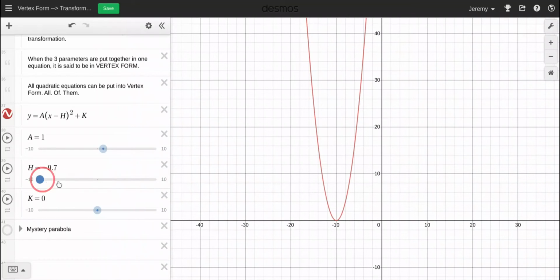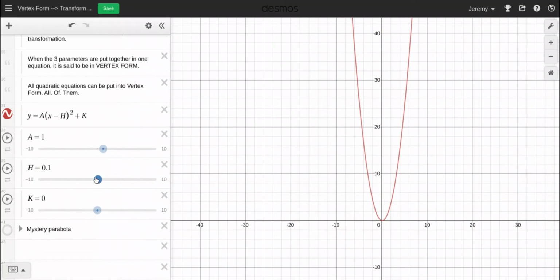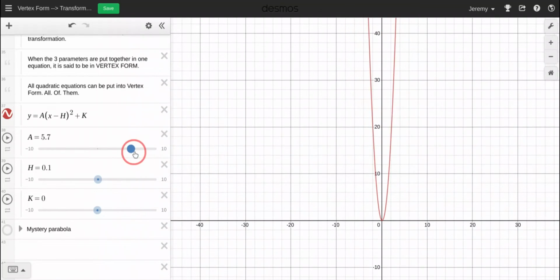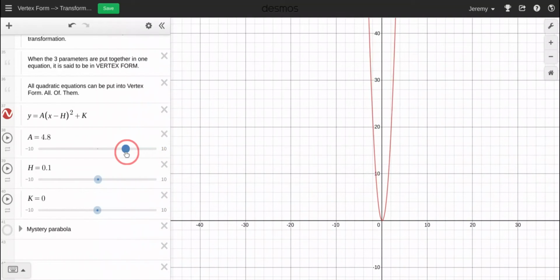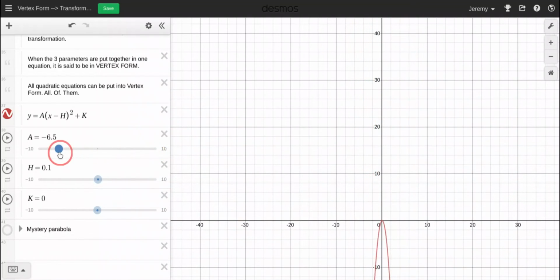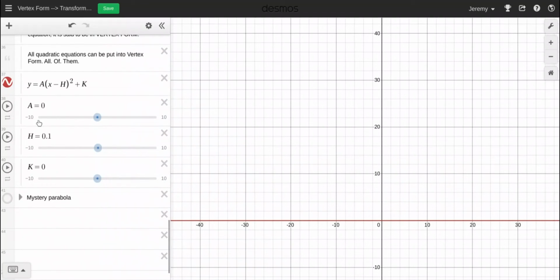So k shifts vertically, h shifts horizontally. And what does a do? A affects two things. It affects the vertical stretch factor. When it's bigger, the parabola is going up faster. And then if it's negative, it actually affects the concavity. So A affects both the concavity and the stretch factor.